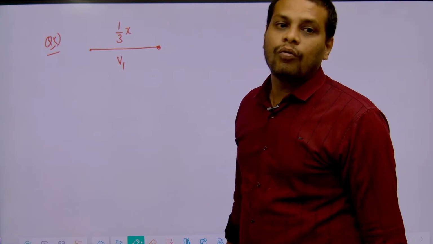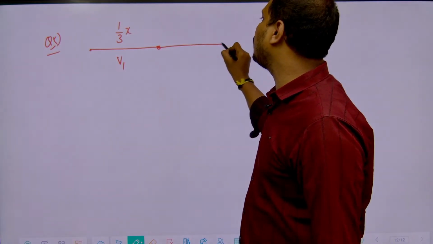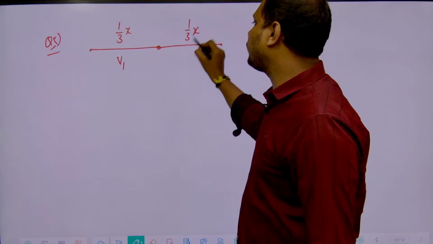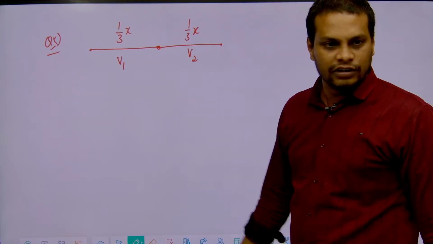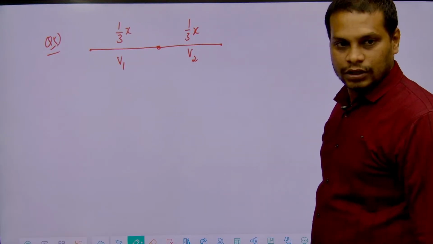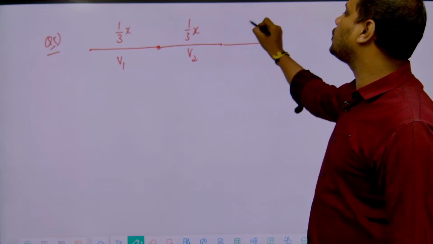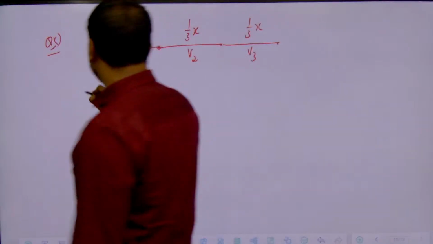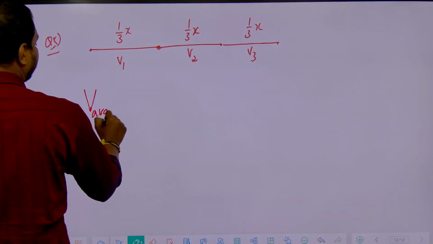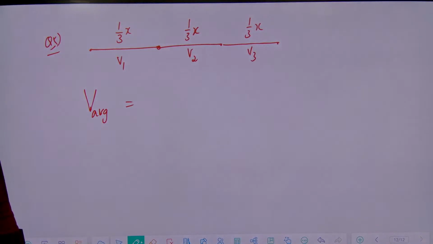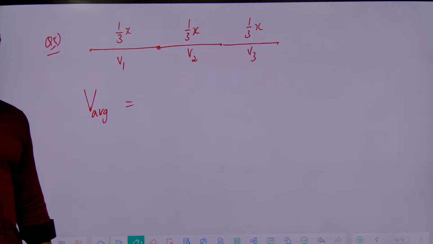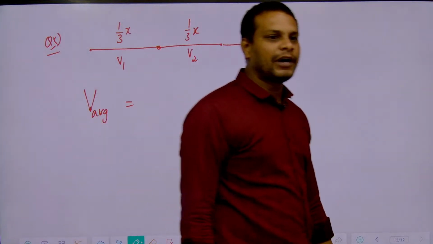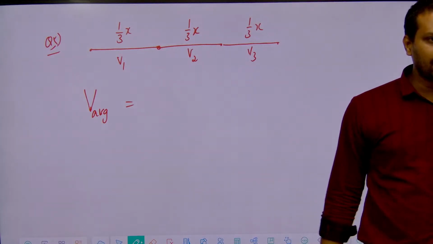Second 1/3 distance, that is, the next 1/3 distance with velocity v2. Next, the third 1/3 distance with velocity how much? v3. Now average velocity can be taken as average speed if it is traveling in a straight line path. If a body travels in a straight line path, average speed is equal to average velocity.